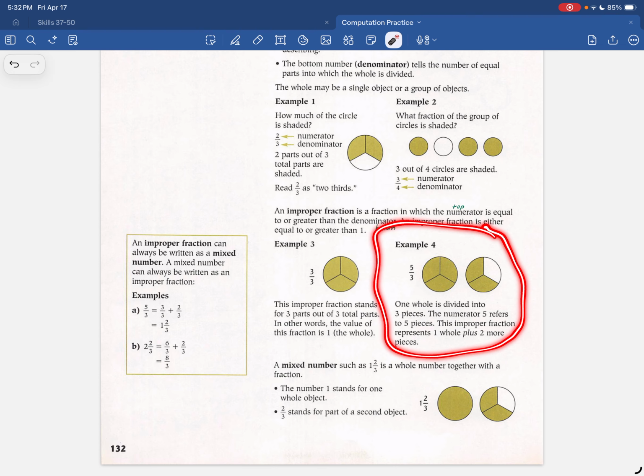Example 4, 5/3. One whole is divided into 3 pieces. The numerator 5 refers to 5 pieces. This improper fraction represents 1 whole plus 2 more pieces.